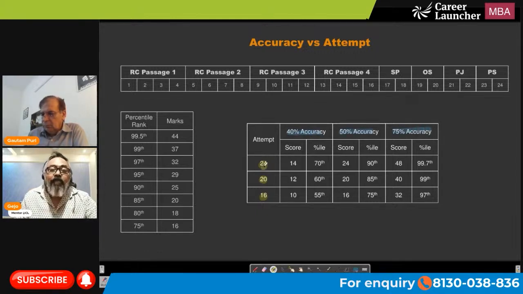Within, for example, if at 24 attempts, you got 40% accuracy, this is a score that you will get, and that's a percentile that you'll get. At 50% accuracy, this is a score that you'll get, that's a percentile that you get. At 75% accuracy, this is a score that you get, and that's a percentile that you get.